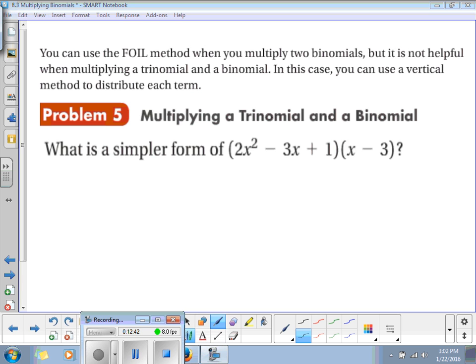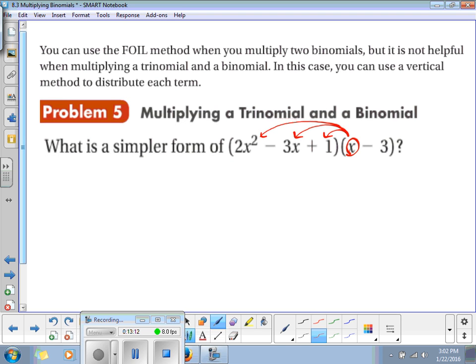Last one. Problem 5 is multiplying a trinomial and a binomial. You can use the FOIL method when you multiply 2 binomials, but you cannot do it with a trinomial. So, one way that you can do this is the distributive property. We're going to take this x and multiply it throughout the entire trinomial. I just went backwards. Remember, Leilani asked, does it matter which one you distribute? Doesn't matter. I chose the one that has the least amount of things to distribute.